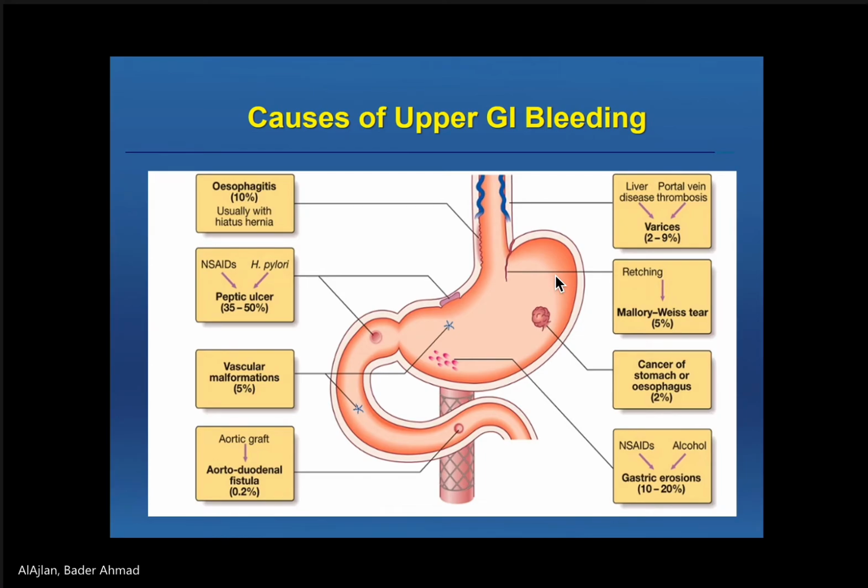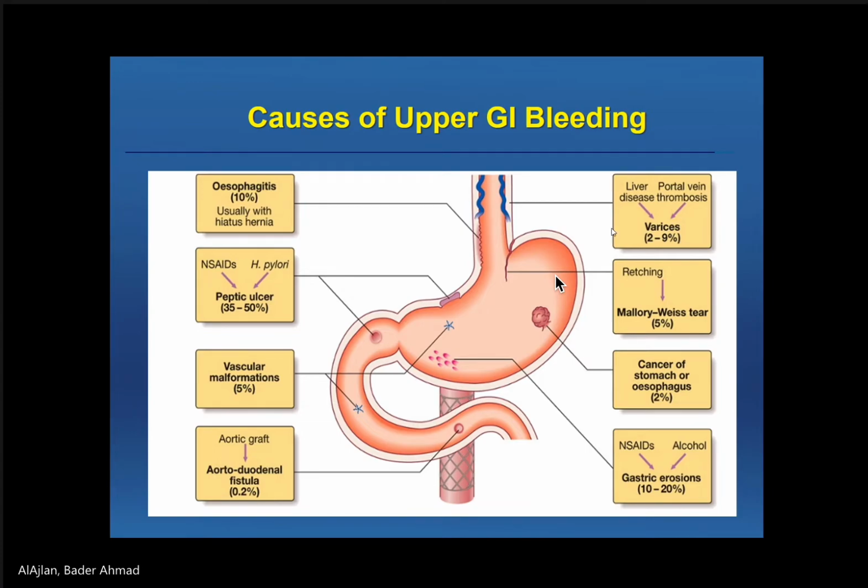We'll start with the upper GI bleed. The causes of upper GI bleed are multiple and many. The most common cause is peptic ulcer disease, and that's what we usually see in our practice. We'll talk about the risk factors for that in a minute, but this is the most common. The other ones are gastritis and esophagitis. All of that can cause GI bleed.